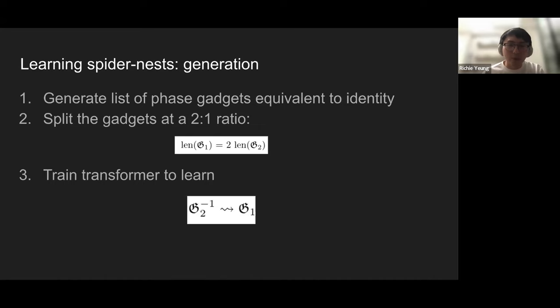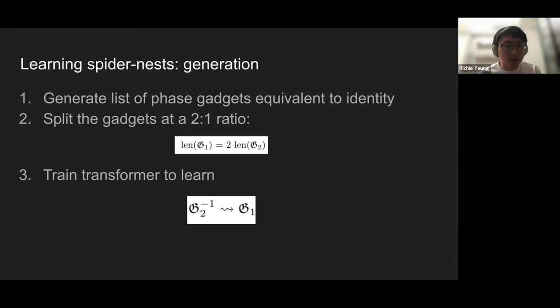The generation of this is relatively easy because in the first step I just need to apply random spider nest moves onto the identity. But when I do the split, it's relatively hard for the transformer to know what the missing gadgets are, right? So there's this kind of asymmetry to the problem.